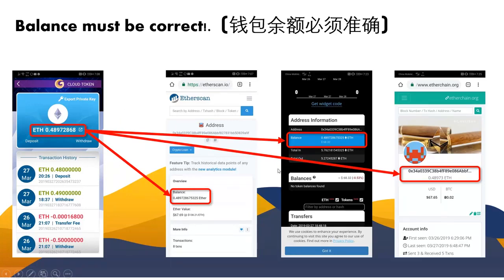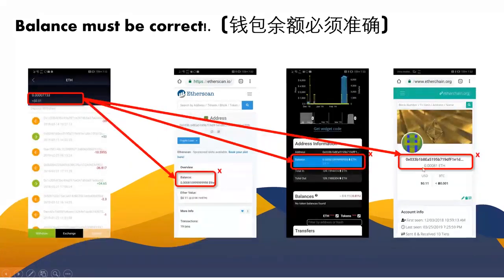Now you look at all this, so we know that this address's balance is actually on chain itself. But for some other centralized wallets, the balances are not the same, because what they show you is actually not on the chain, but from the database.